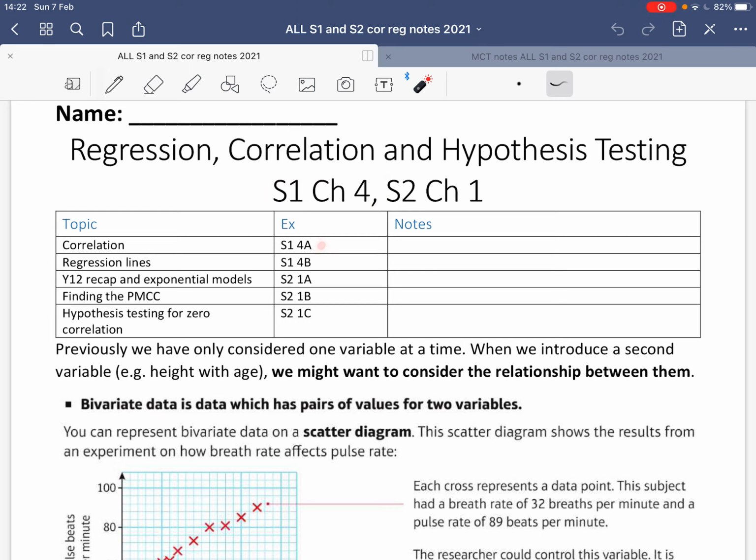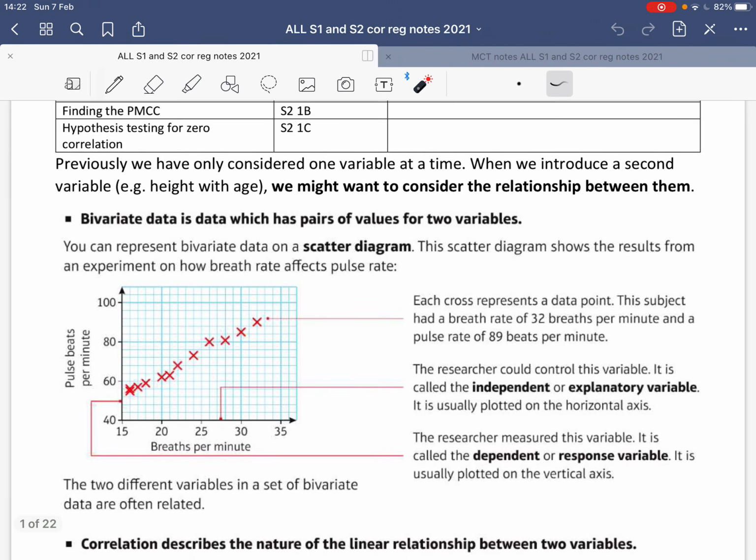When it comes to practice, you can do a bit of 4A and 4B. If you want to, you can go straight to the mixed exercise. Pick out a few things, just make sure you know everything which I'm going to go through today, okay?